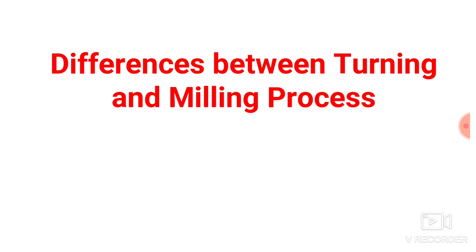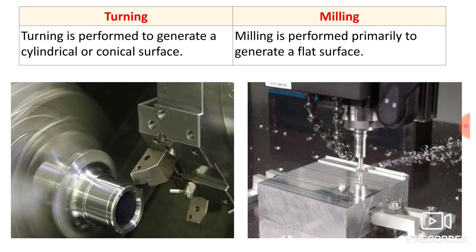So now we will start the differentiation. Here, for differentiating the two processes, I have made two columns. The first column is turning and the second column is milling. The images below are the images for turning and milling operation respectively. The very first point is, turning is performed to generate a cylindrical or conical surface.